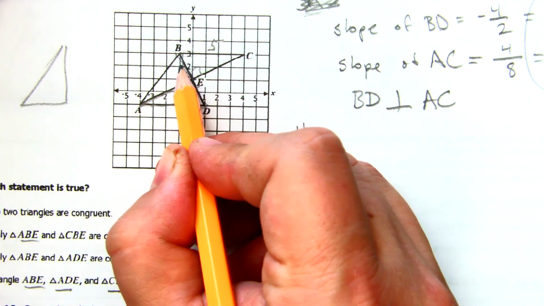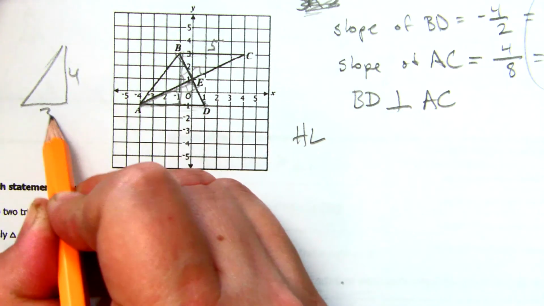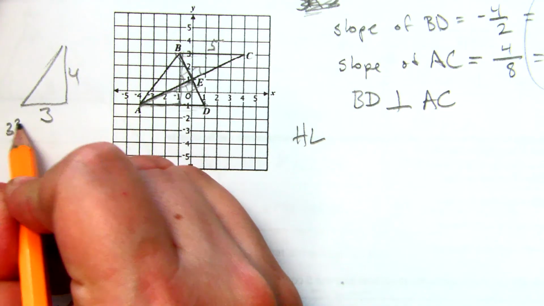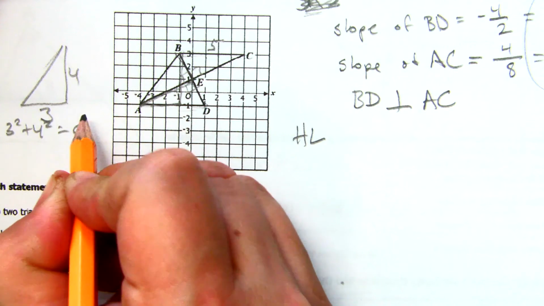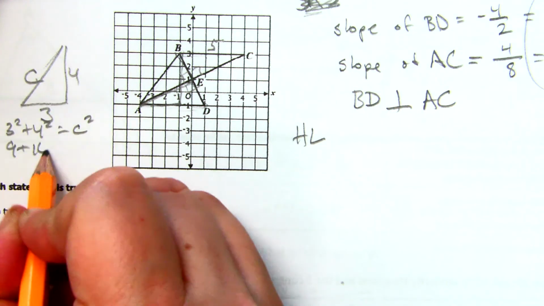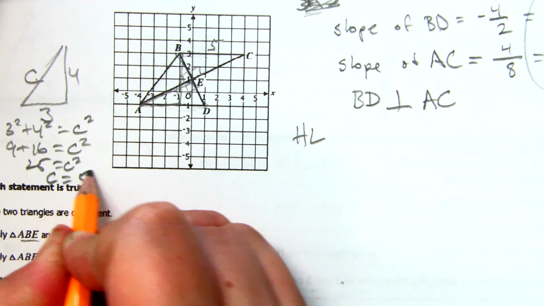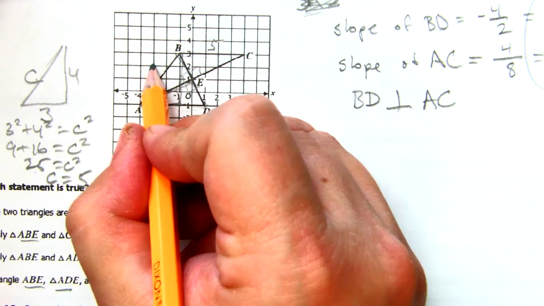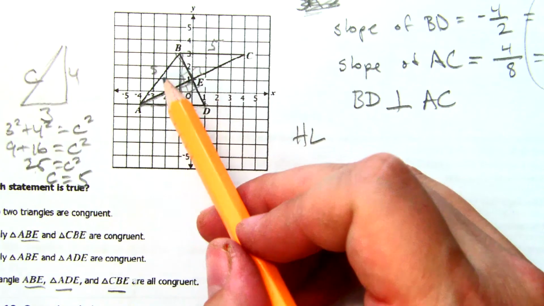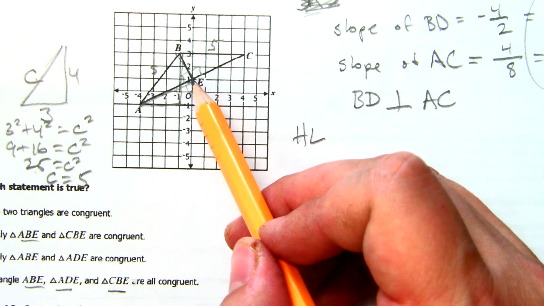So I've got 1, 2, 3, 4 on this side, 1, 2, 3 on this side. 3 squared plus 4 squared equals c squared, right there, yeah? And so I've got 9 plus 16, 25, so c equals the square root of 25, which is 5. So look, I already have that AB, and now I also know that BE is congruent to itself, right?